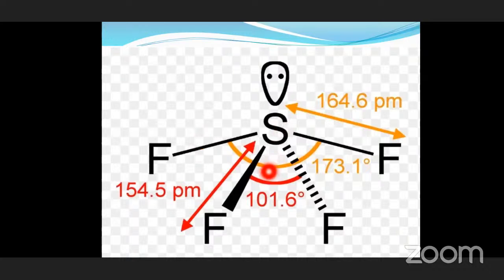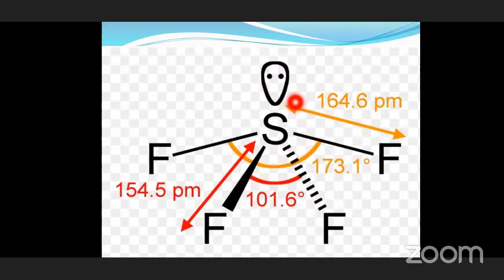Then here to here, for the sulfur to this fluorine, that is a wedge formula. The bond angle is 101.6 degrees. Here to here, the bond angle is 173.1 degrees. So this is about sulfur tetrafluoride.